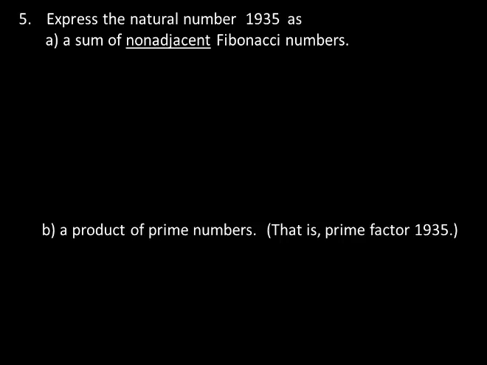Express the natural number 1935 as a sum of non-adjacent Fibonacci numbers. And in part B, we are asked to express that number as a product of prime numbers. In other words, it could have been said: prime factor 1935. So let's do part A.